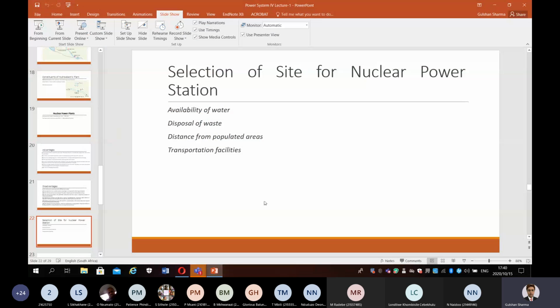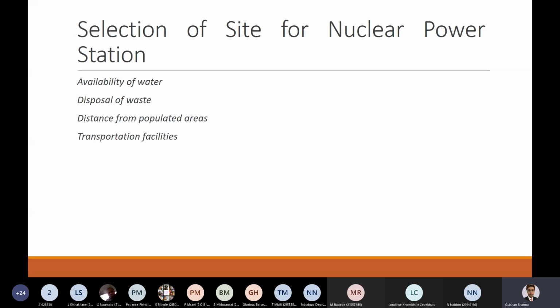Okay, so some of the important factors which play a major role in selection of the site for a nuclear power plant are, first is availability.